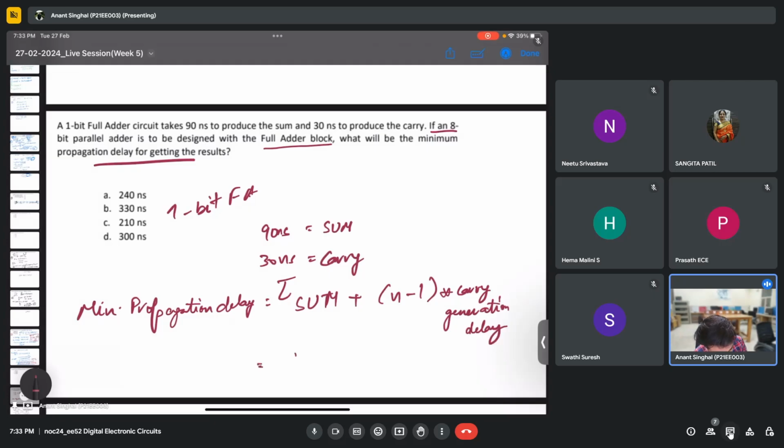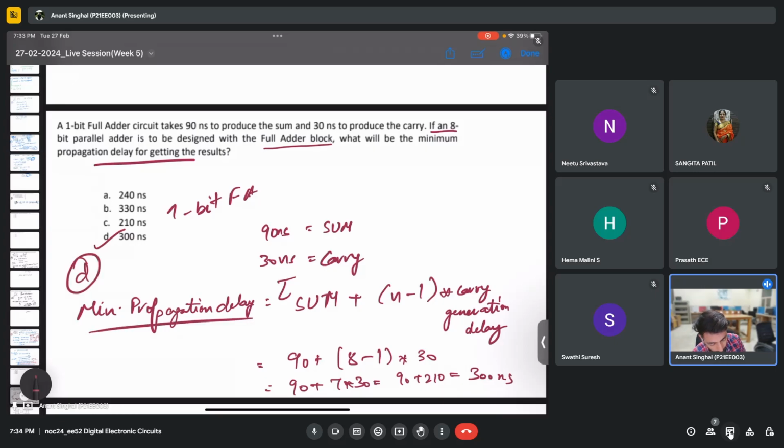So here it is: 90 plus (8 minus 1) times the carry generation delay, which is 30. That is 90 plus 7 times 30, which is 90 plus 210. This is 300 nanoseconds, which is option D.